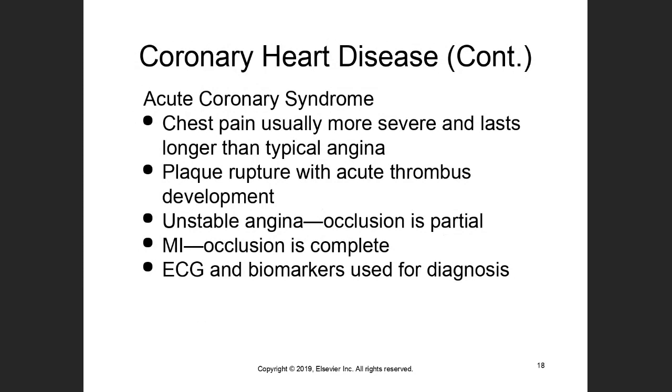Now we have acute coronary syndrome, chest pain, usually more severe and lasts longer than typical angina. Then we have unstable angina, and myocardial infarction, that is a complete occlusion, and the gold standard test here: you do an EKG and you draw the blood for cardiac enzymes. Those are the biomarkers. Those are the cardiac enzymes. Okay.